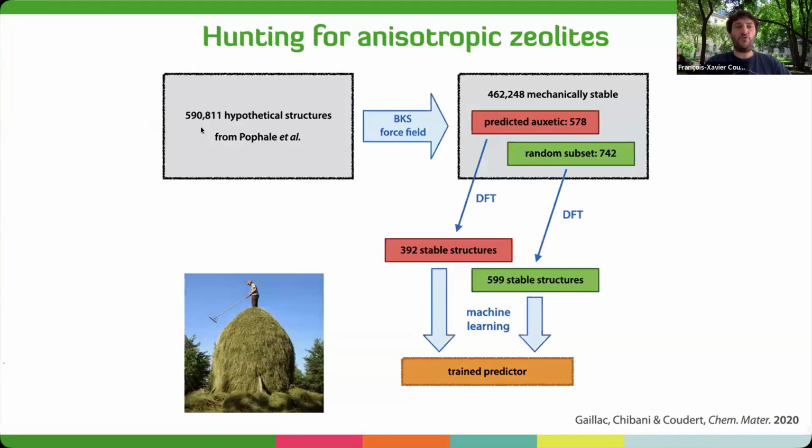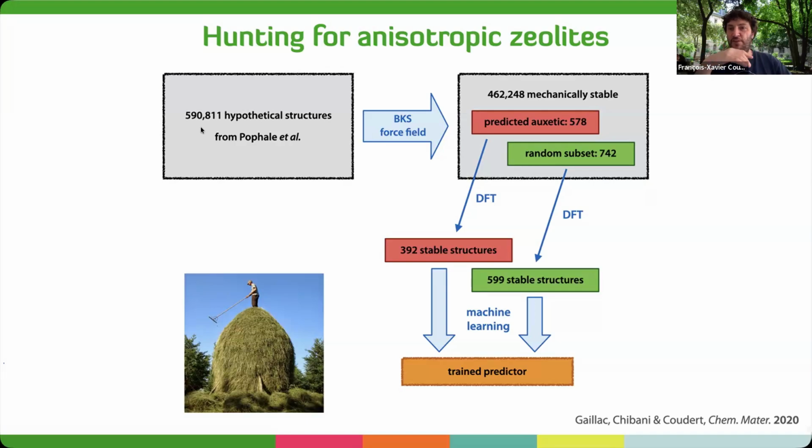And I don't want to go too much into the detail, but we decided to do a multi-stage approach. So you combine different layers of computational chemistry and database methods to do the job. You start with a database of 500,000 hypothetical structures. You sort them with a really bad approach, which is a classical force field, which for these zeolites is okay.